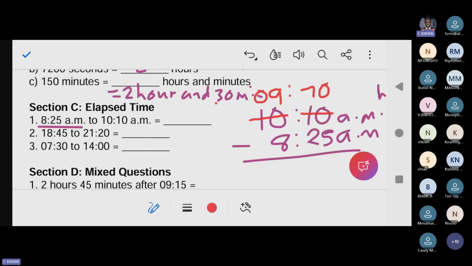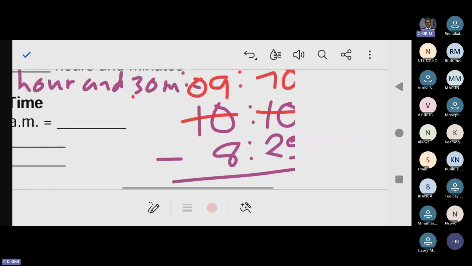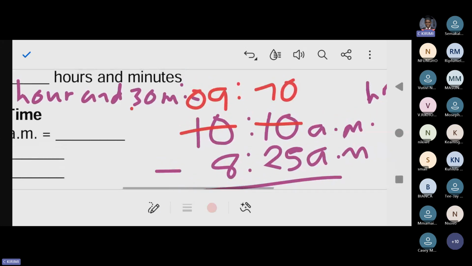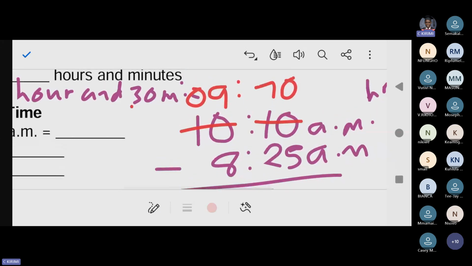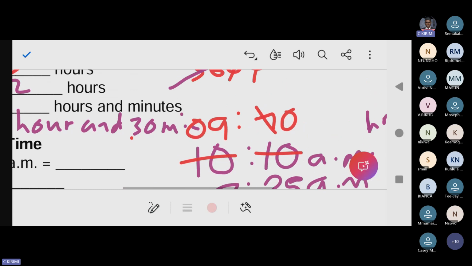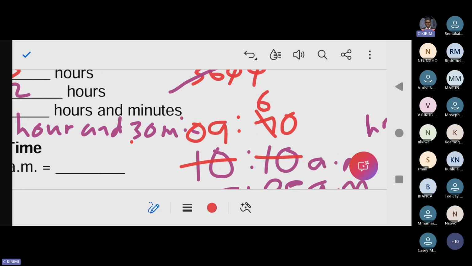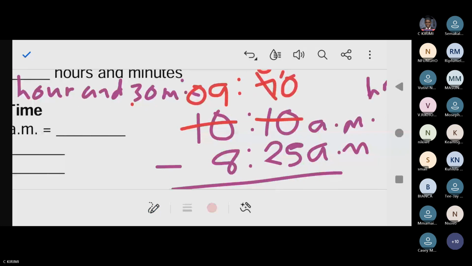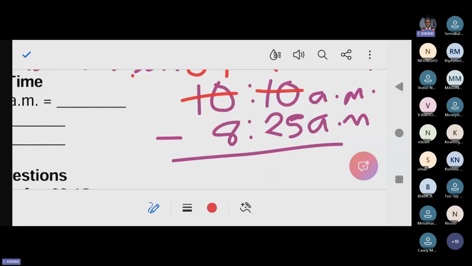So 0 cannot subtract 5. What do we do? We borrow from the 7 there. Then the 7 becomes a 6. So now we are using a 6, and the 0 becomes a 10. So 10 minus 5. 10 minus 5 is just 5.